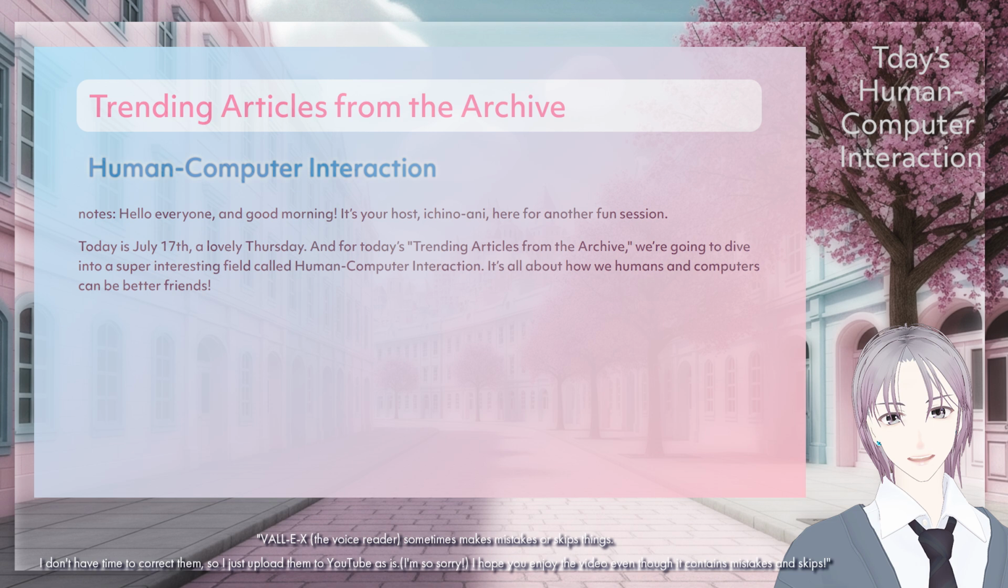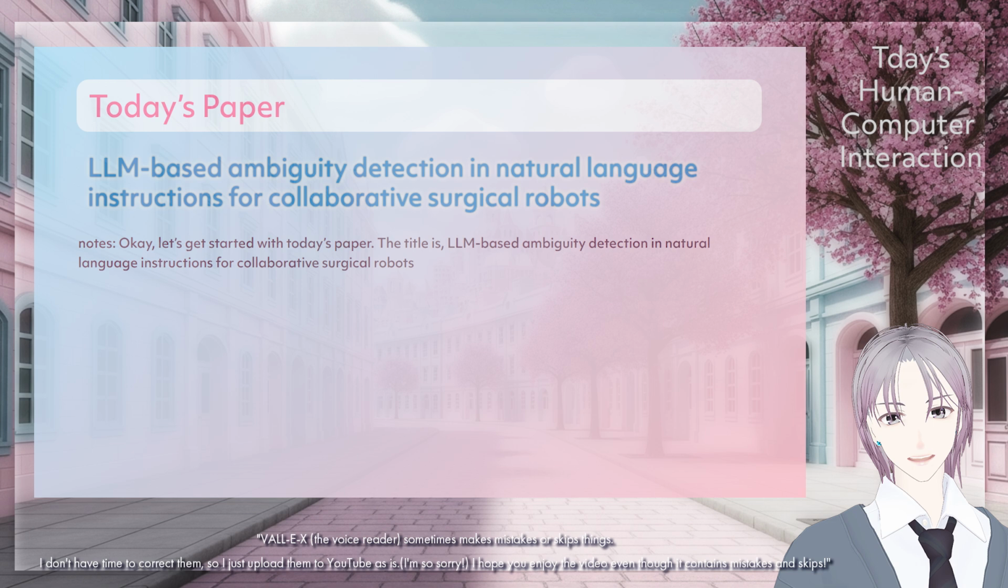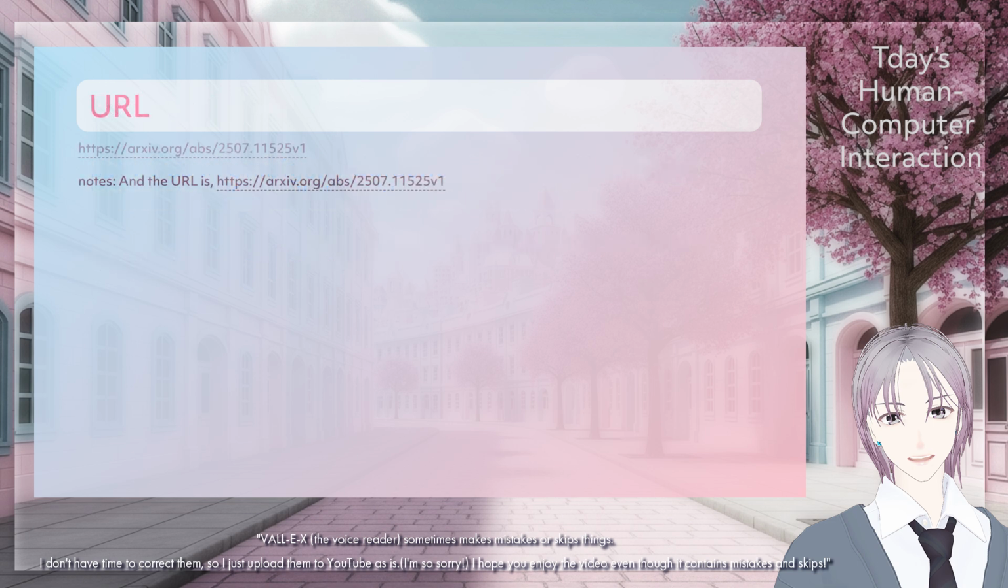Today is July 17, a lovely Thursday, and for 2 days, trending articles from the archive. We're going to dive into a super interesting field called human-computer interaction. It's all about how we humans and computers can be better friends. Okay, let's get started with today's paper. The title is Unbound Ambiguity Detection in Natural Language Instructions for Collaborative Surgical Robots. And the category is HCI.